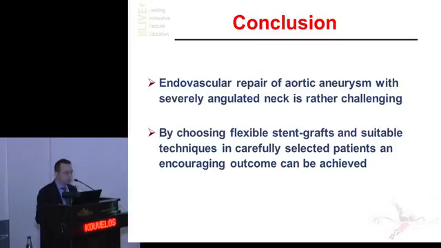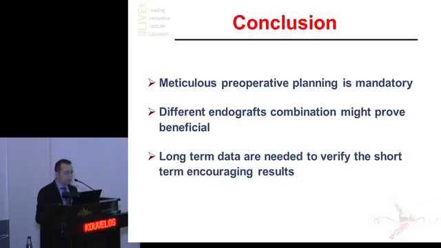So we may conclude that endovascular repair of aortic aneurysm with a severely angulated neck is rather challenging. By choosing flexible stent grafts and suitable techniques in carefully selected patients, an encouraging outcome can be achieved. Of course, meticulous preoperative planning is mandatory. Different endograft combinations might prove beneficial. Of course, long-term data are needed to verify these short-term encouraging results.